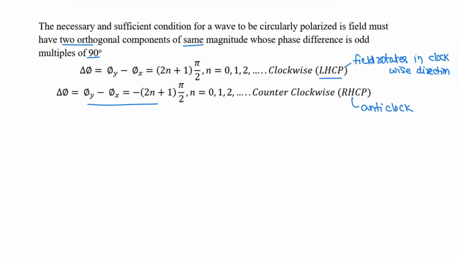If it is plus pi by 2, then it is left hand circular polarization, that is, the field is rotating in clockwise direction. If it is minus pi by 2, then it is said to be rotating in anti-clockwise direction and the field is said to be right hand circular polarization, provided the two orthogonal components have the same magnitude.